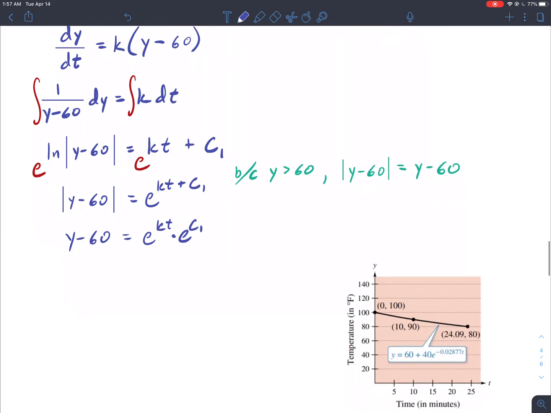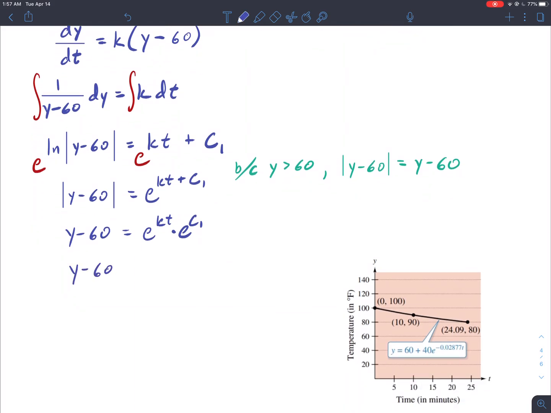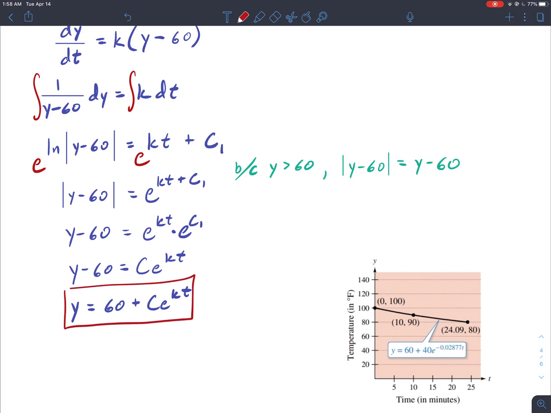So I've got y minus 60 is equal to c e to the kt, or y is equal to 60 plus c e to the kt. And there we have it. We've got our model. This is not the answer to the question. This is not the solution to this problem.